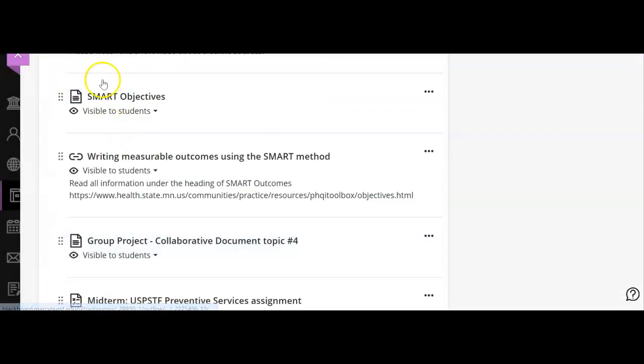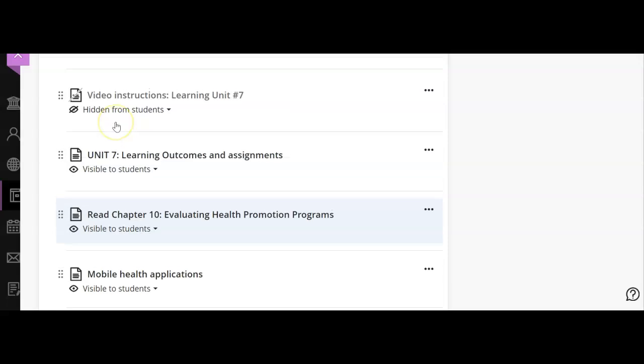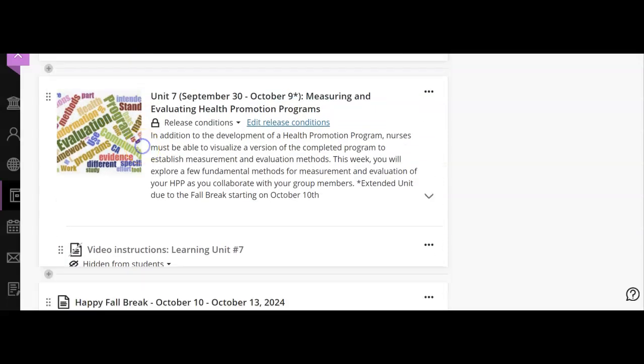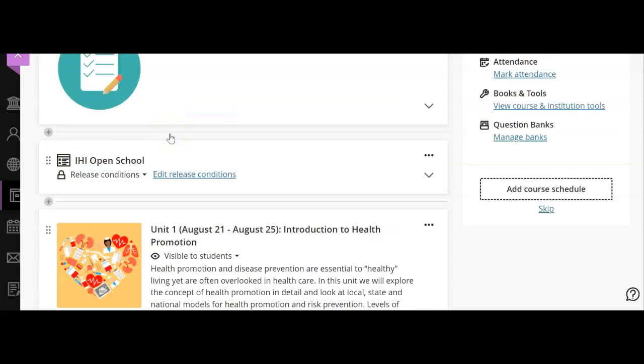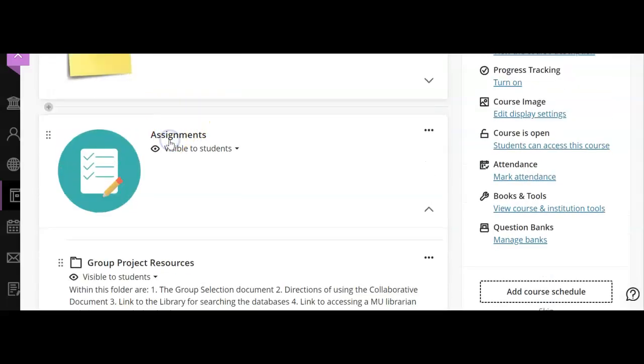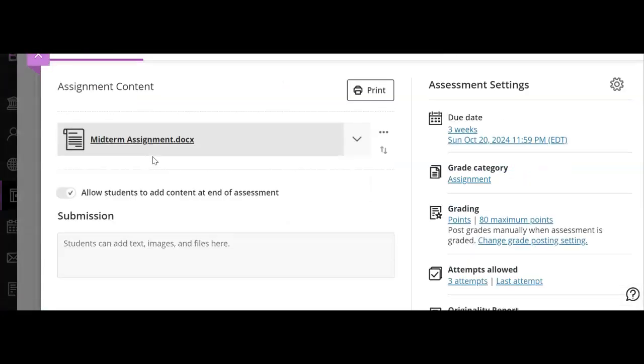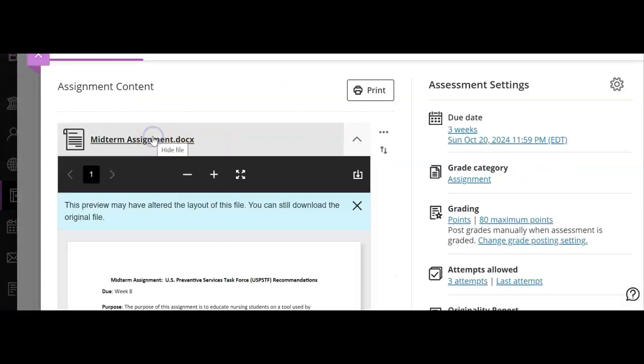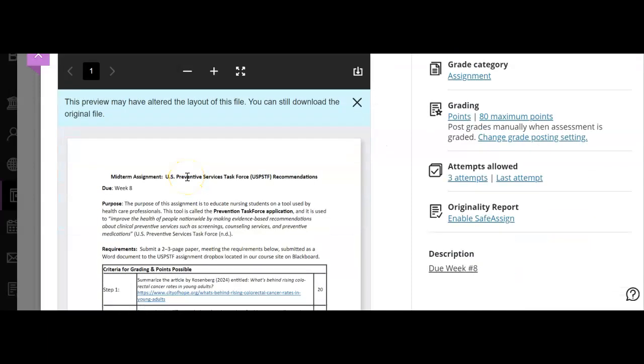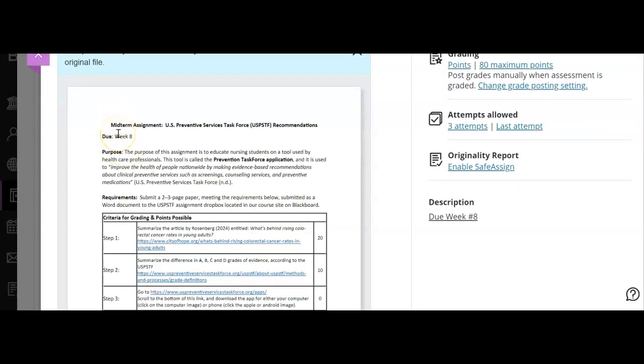Let me go back up to, let's get out of here. I bet you our instructional designer might be working on this right now because I was having some problems with it. If I go to assignments and click on the midterm assignment, let's look at the document. Here we go. So the link will be working when you're watching this, when you're on learning unit number 8. So it's due week 8 now.